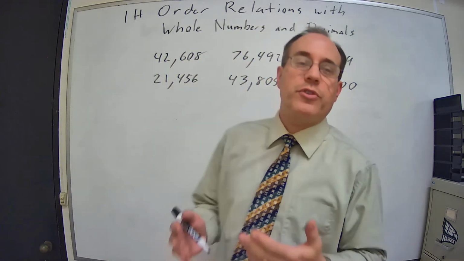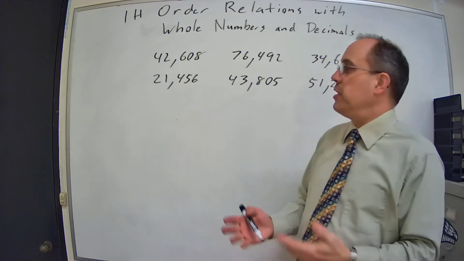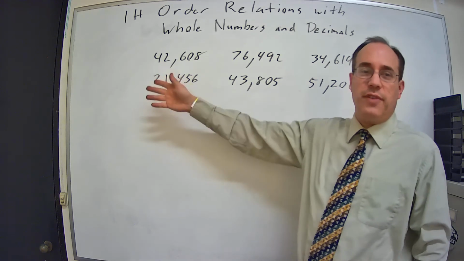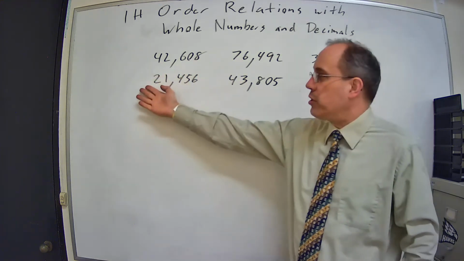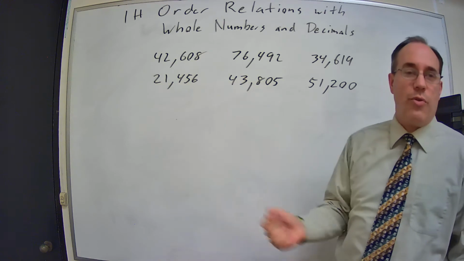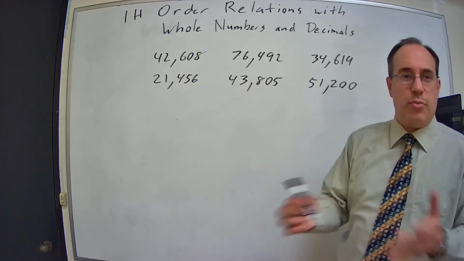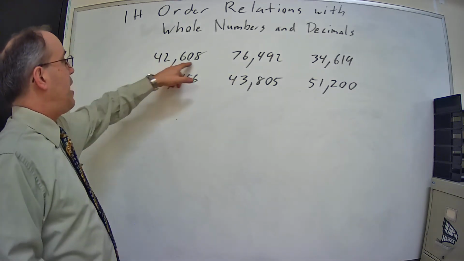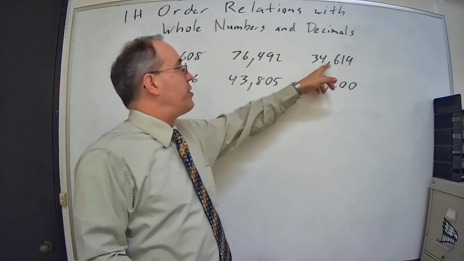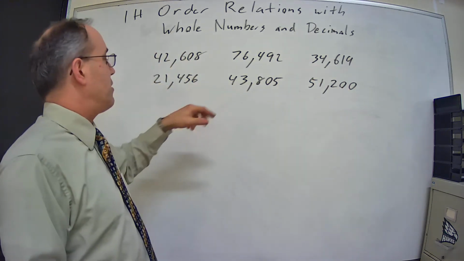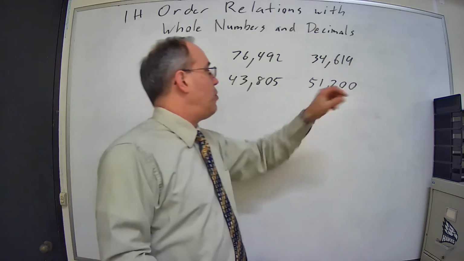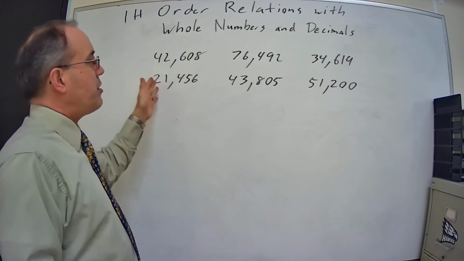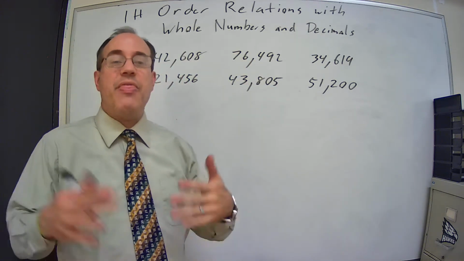So if we're going to put numbers in order, then what we really want to do is look at the highest place value and compare those first, and then work our way across to the lowest place value and put them in order like that. So without this, I see that I've got 42,000 something, 76,000 something, 34,000 something, 21,000 something, 43,000 something, and 51,000 something. So if I look at the largest place value, the largest place value for all these numbers is the 10,000s place.